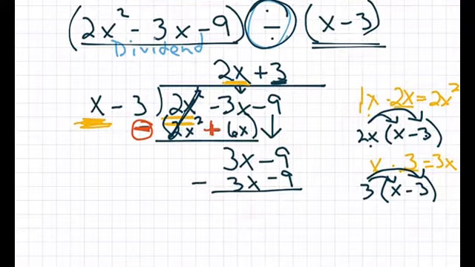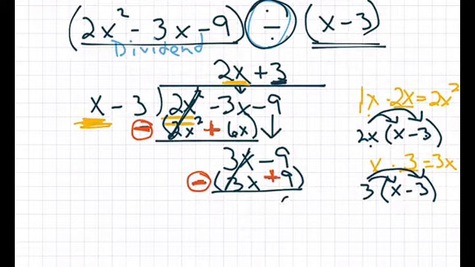The next step of the process is to subtract. Again, I have to pay attention to my sign. 3x minus 3x gives me 0, so those cancel out. And then negative 9 minus a negative 9 gives me a positive. I'm going to circle that negative to indicate I've already distributed it. And negative 9 plus 9 is 0.